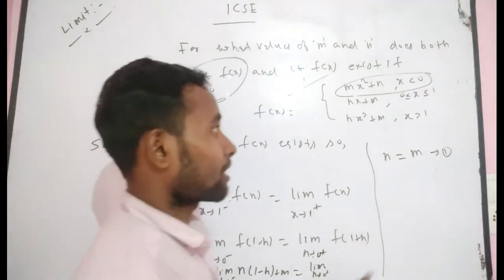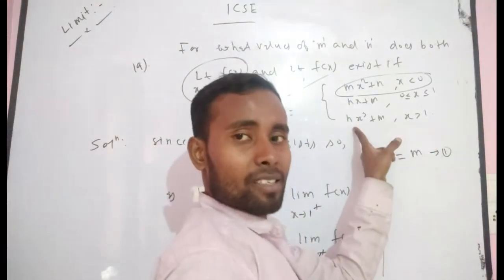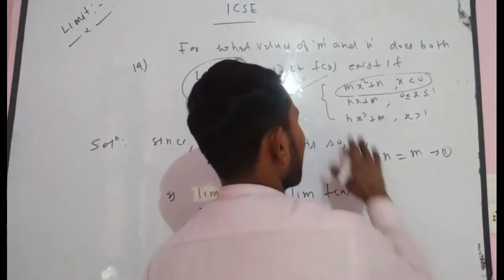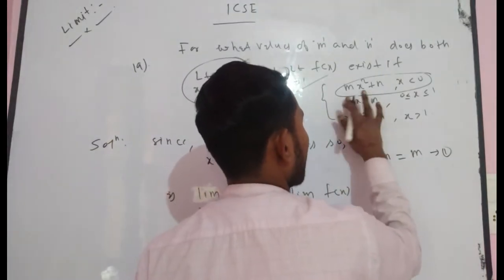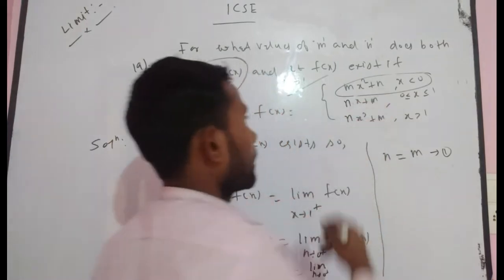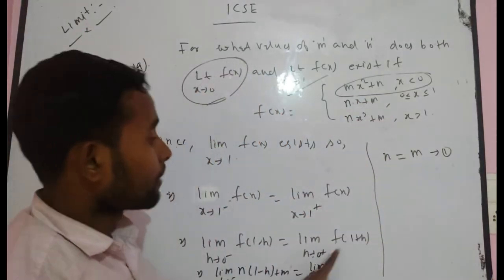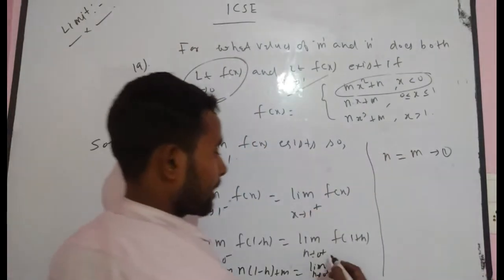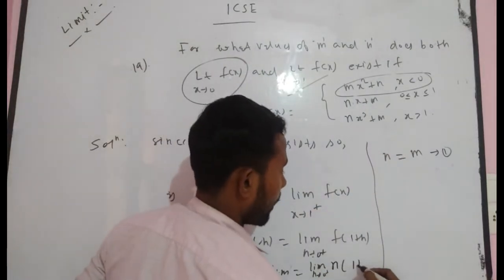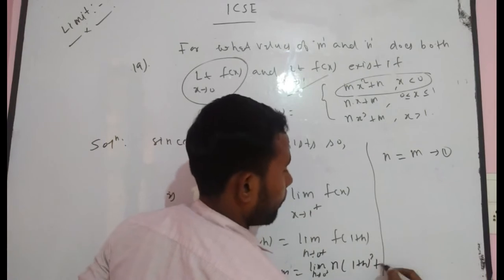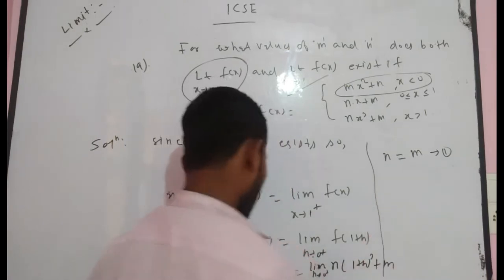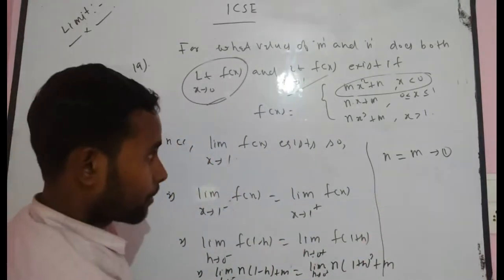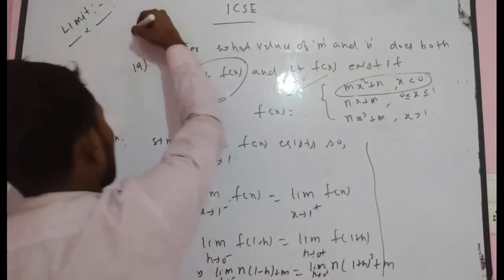If it is slightly greater than 1, then you have to choose this function. Why do you choose this function? This is n. This is also n. If you choose slightly greater than 1, then you have to choose this function. And in this case it will be n times (1 plus h) whole cube plus m. Now if you put, you already get what? n is equal to m.